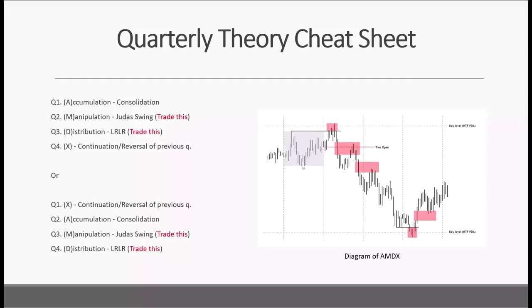The fourth phase is X, which can either continue the established range of the cycle or reverse. In regards to this example, the fourth quarter is reversal. As you can see, price reverses at higher time frame PDAs or key levels. Liquidity is induced when price breaches old highs and old lows while trading into key levels.